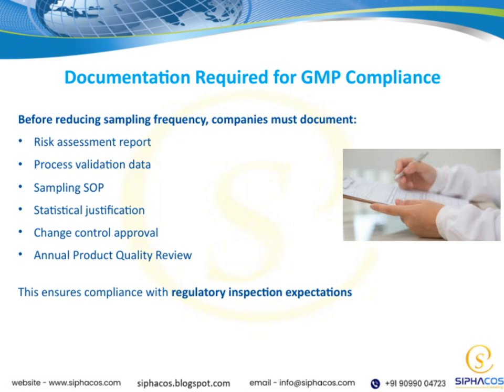Change control approval is another key step. This formalizes the decision and ensures oversight. Lastly, an annual product quality review helps confirm that the overall process continues to meet quality standards over time. All of these documentation elements are vital because they ensure compliance with regulatory inspection expectations. They also provide a clear record that the change was thoughtfully assessed and validated, aligning with the overall goal of maintaining product quality and patient safety.